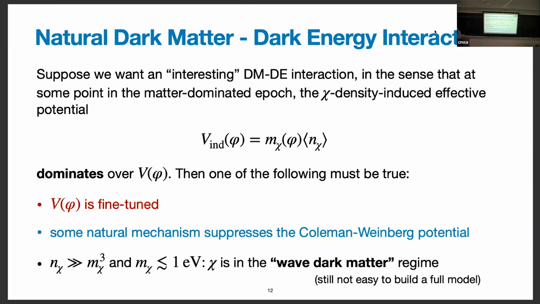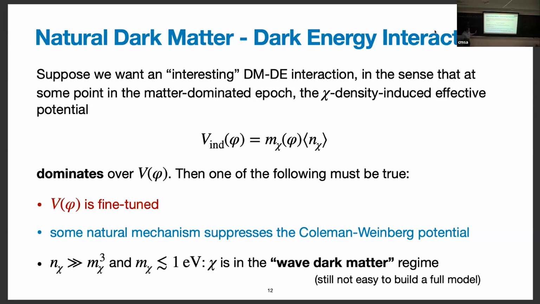And so you just put the pieces together, and what you learn is, well, first, either V of phi was just fine-tuned, so it wasn't actually bigger than the loop correction, and we don't have a good effective field theory. That could happen, but it's not very nice, not a very good theory. Or maybe the Coleman-Weinberg calculation was wrong. There's some natural mechanism that makes it small. That would be an interesting and good thing.